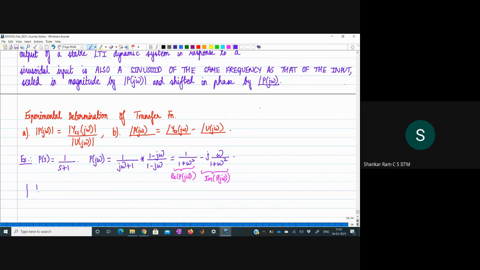1 divided by j omega plus 1, or 1 plus j omega, is going to be equal to the magnitude of the individual factors. So magnitude of 1 and 1 plus j omega. Magnitude of 1 is going to be 1. The magnitude of 1 plus j omega, as we know, is going to be square root of 1 plus omega square, right? So it's pretty simple to get this. This is the magnitude of P of j omega in this particular example.